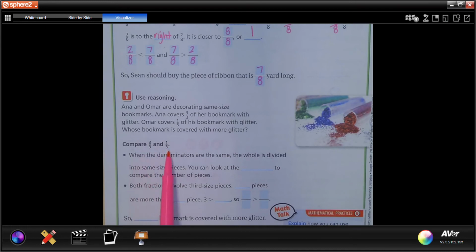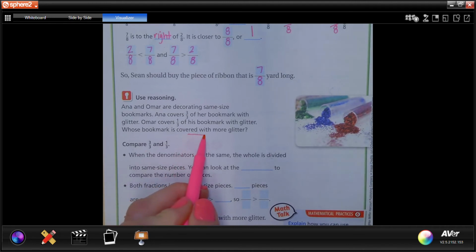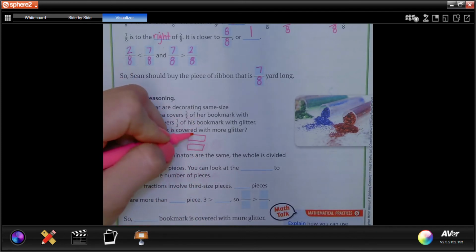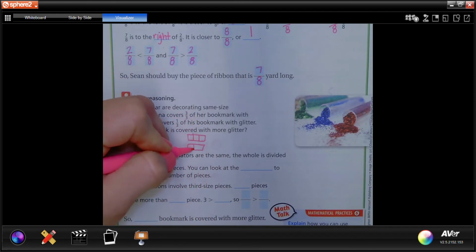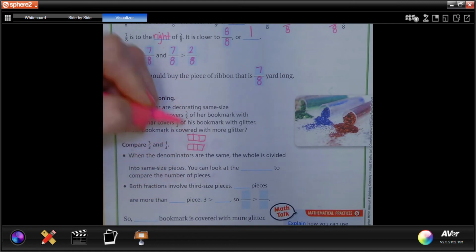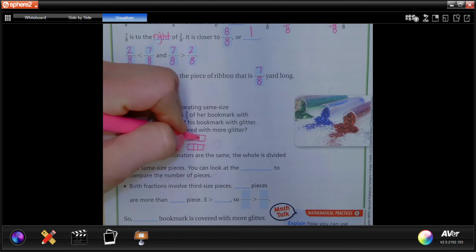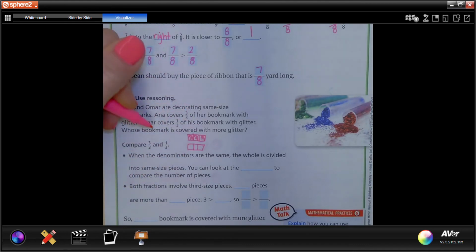Compare 3/3 and 1/3. Well, we know that to compare them they have to be equal size, right? And they're going to be cut into how many thirds? So we have Anna's bookmark, and then we're going to make Omar's the same size, and they're going to be cut into thirds. Okay, Anna has 3/3 of hers, 1, 2, 3, and Omar has 1/3 of his covered.